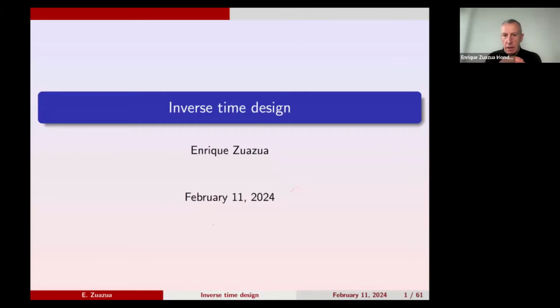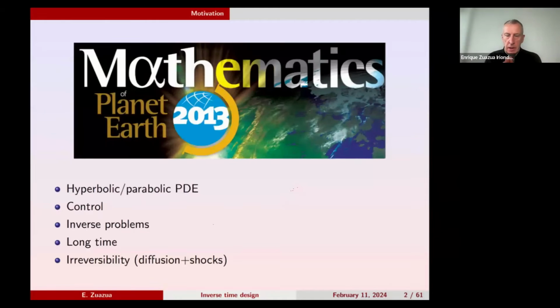So you see, inverse time design, inverse design, backward resolution of dynamical systems is probably the simplest inverse problem you can think of, right? There are many, many reasons for handling these problems. For instance, you will recall how, back in 2013, it was the planet Earth year, right?